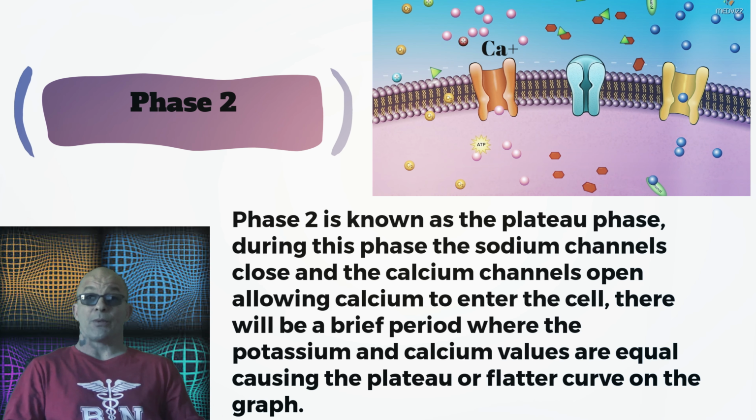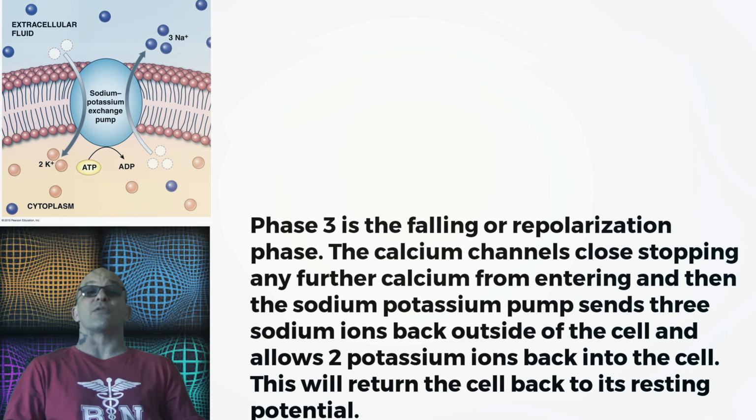Phase 2. This is known as the plateau phase. During this phase, the sodium channels close and the calcium channels open, allowing calcium to enter the cell. There will be a brief period where the potassium and calcium values are equal, causing the plateau or flatter curve on the graph.